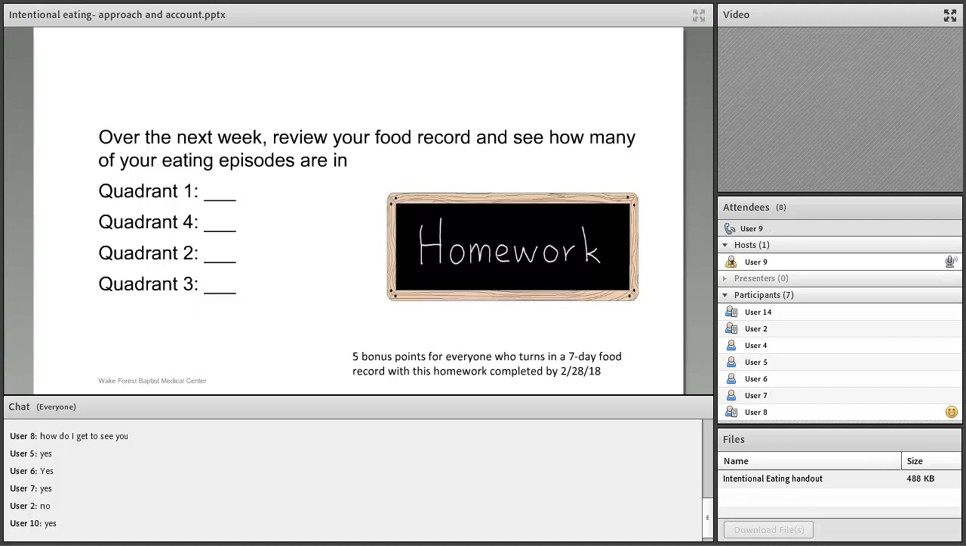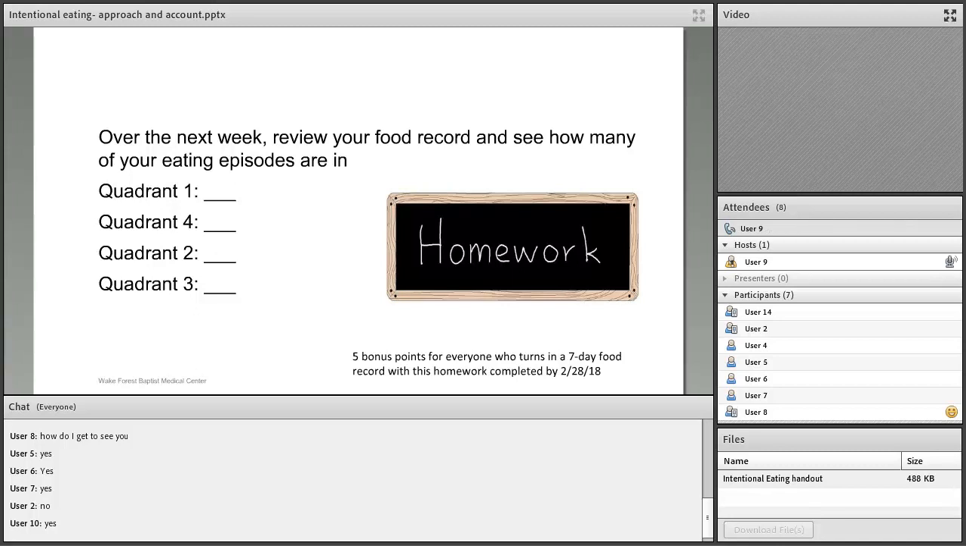Remember, quadrant 1 was planned and high quality, versus quadrant 4, which was unplanned and low quality. And then quadrant 2 was planned and low quality, so that was a special occasion type of deal. And then quadrant 3, which was planned or unplanned but high quality. So I want you to go through and rate all of your eating episodes, not the individual foods, but just the eating episodes. So breakfast, lunch, dinner, snacks. And I want you to give yourself a fair rating and see how many of those are in quadrant 1 versus 4 or 2 and 3.